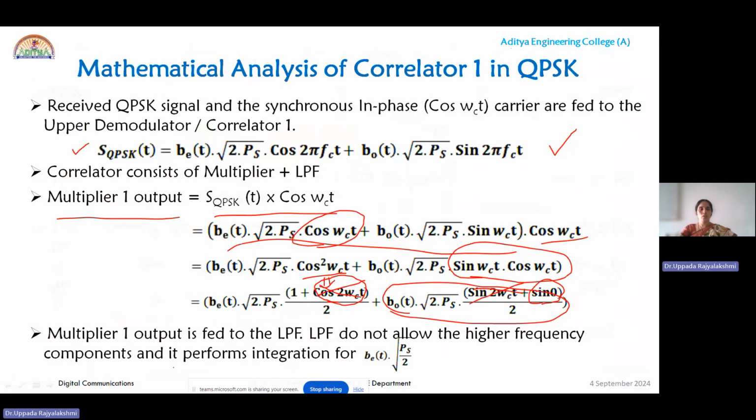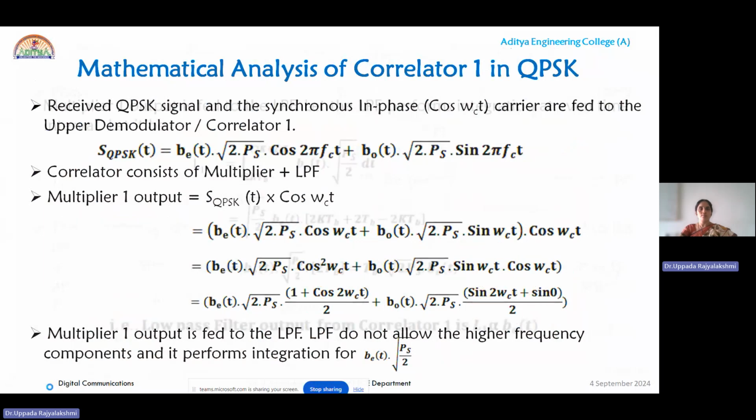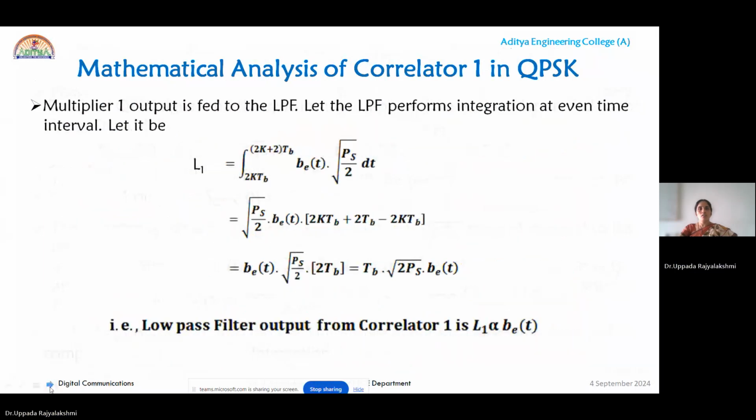So we can say that the output of the upper correlator is b_e(t) into root P_S by 2. If you allow this to the low pass filter, and apply the limits from 2k T_b to 2k plus 2 T_b, you will get T_b into root 2 P_S into b_e(t). Because b_e(t) and root P_S by 2 are independent of the integration, you can take them outside.